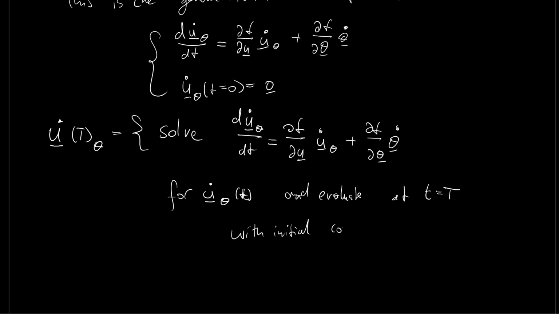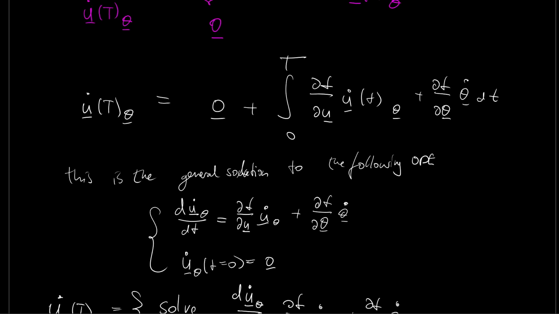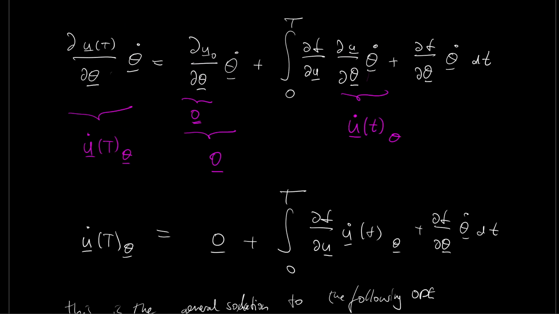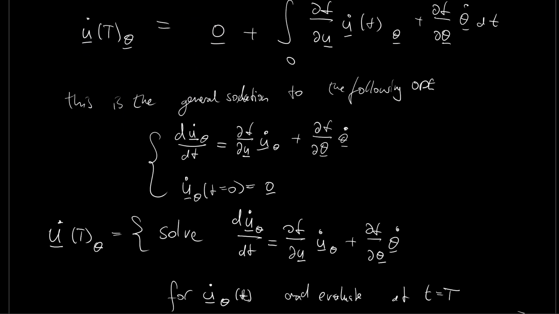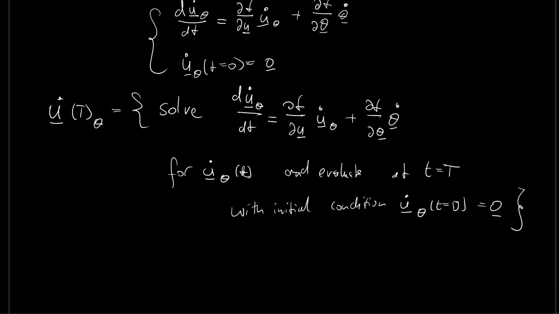And here we said that the initial condition has to be u dot theta at t equals 0 is the 0 vector. And here we also see again that this is another vector valued ODE problem in contrast to what we derived for the Jacobian, which obviously was a matrix valued ODE problem, but due to us right multiplying with the prescribed tangent, we actually boiled that down into a vector valued ODE problem. And I want to analyze that a bit further.